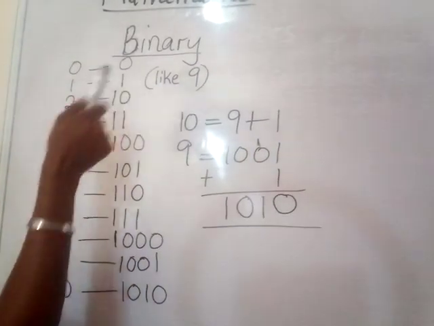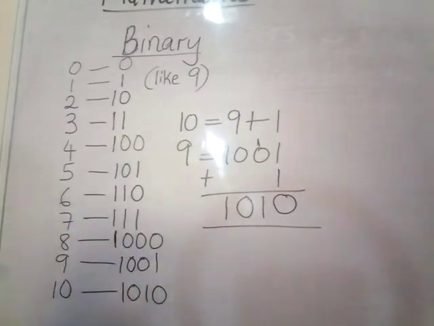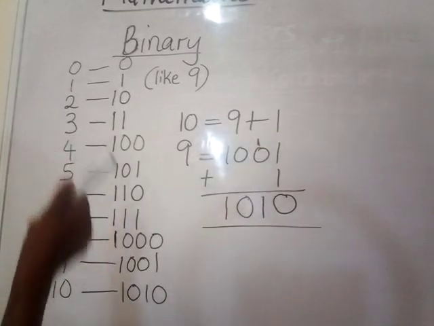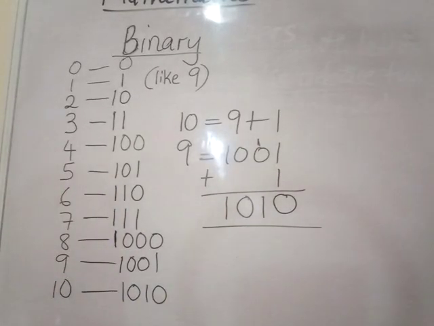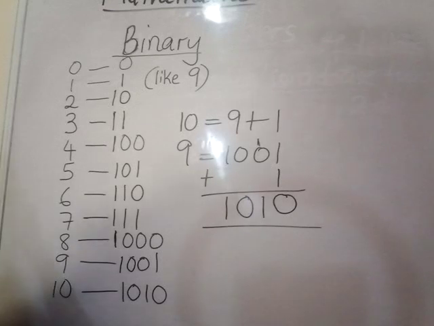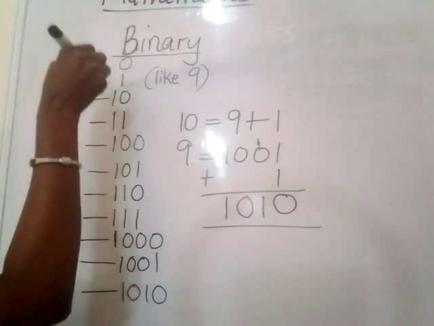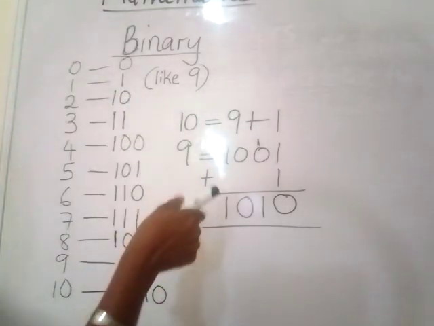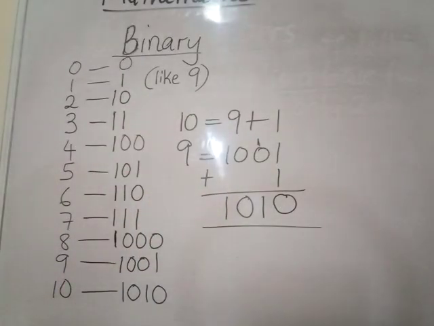Now, to get 2, it's 1 plus 1. If you add 1 plus 1 normally in the base 10 system, it gives you 2. But because we do not have 2 as a digit in the binary system, you have to reset it to 0. You write 0 and carry 1. It converts to 1, just the way it happens when you add 1 to 9, for instance.